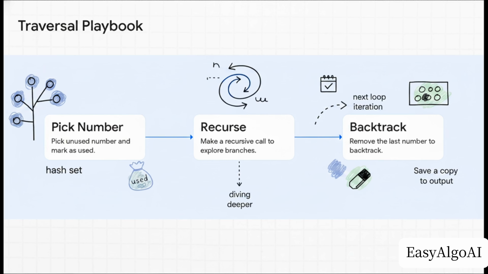Step 1, pick an unused number to add to your current permutation candidate and instantly mark it as used in your hash set. Step 2, make a recursive call, meaning the function actually calls itself, passing along this updated candidate so you can dive deeper into the branches. And step 3, once that recursive call finishes and returns, you backtrack. You do this by removing that exact last number from both your candidate and your hash set. You have to do this so the next loop iteration can cleanly try the next available number. And of course, whenever your candidate hits the target length, you save a copy straight to your output.